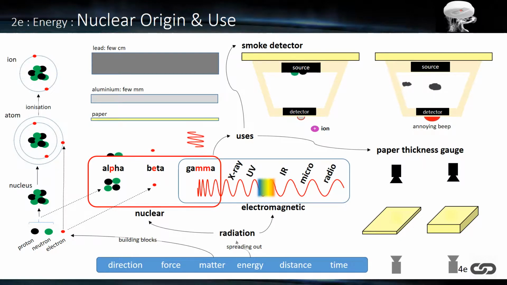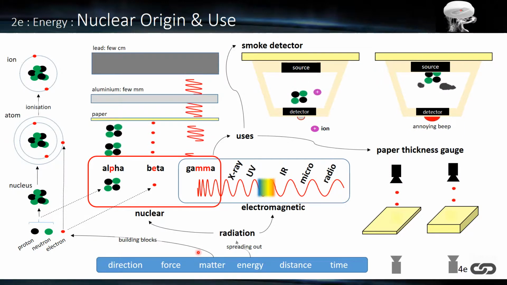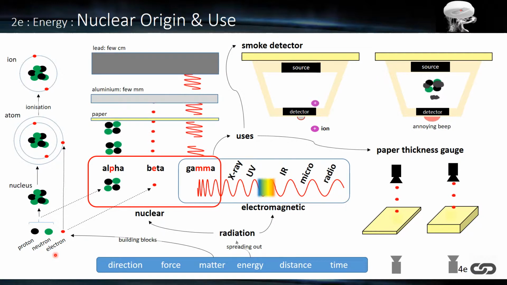This is Unit 2E. It deals with different types of radioactivity and nuclear radiation. So starting at the bottom, we have the concept of matter, and three building blocks of matter are the proton, the neutron, and the electron, and together they make the atom. So the protons and the neutrons combine in the nucleus, hence nuclear, and we see them there again.